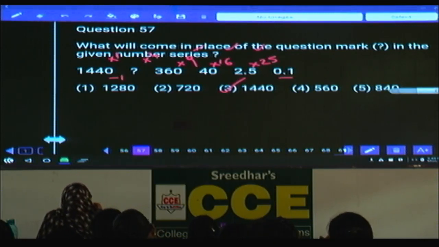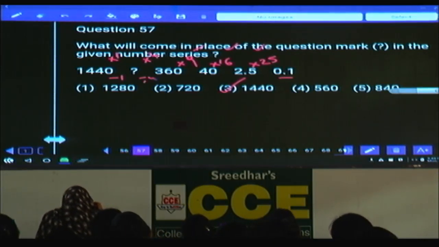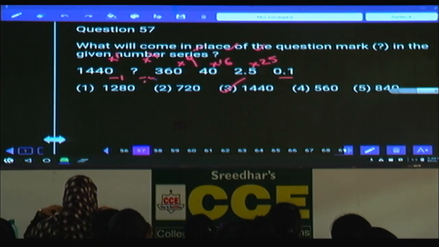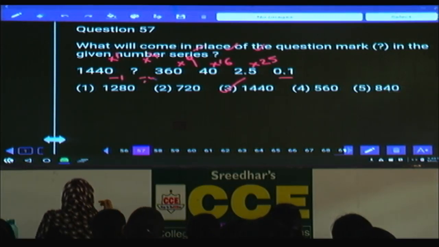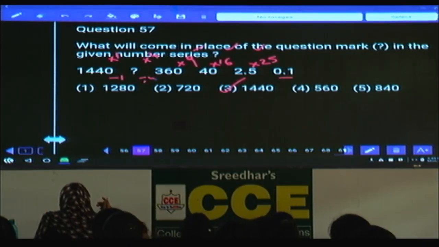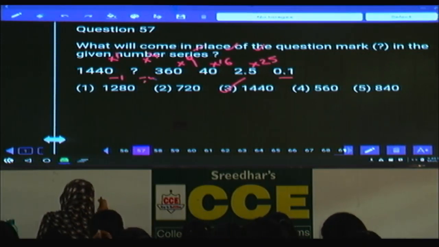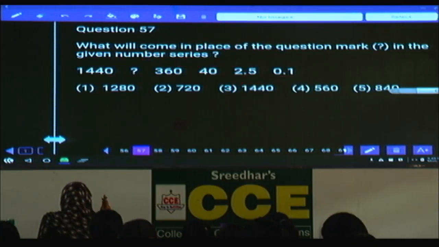Or else the given numbers are divided by 1, divided by 4, divided by 9, divided by 16, divided by 25. Hence as the very second number is the missing number, it would be very difficult for you if you move from left to right. Hence we are going in the reverse order. Okay? Then 58. Now what is the number here? 1440, that is choice 3.